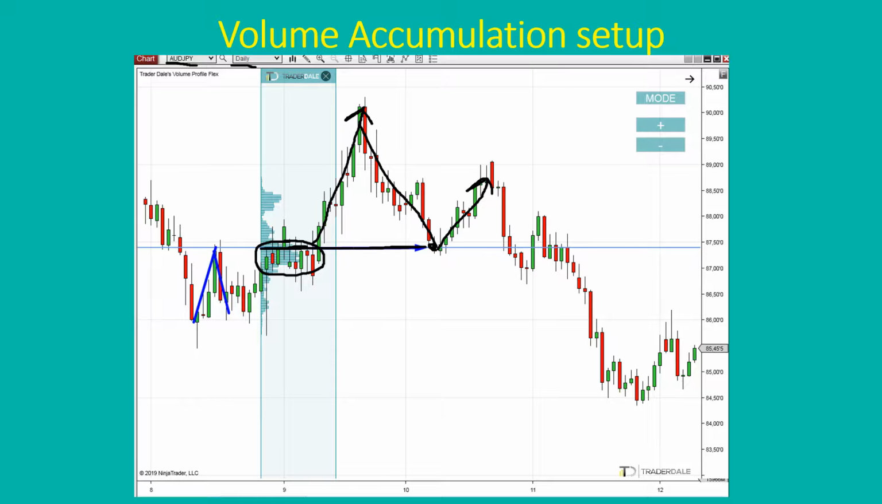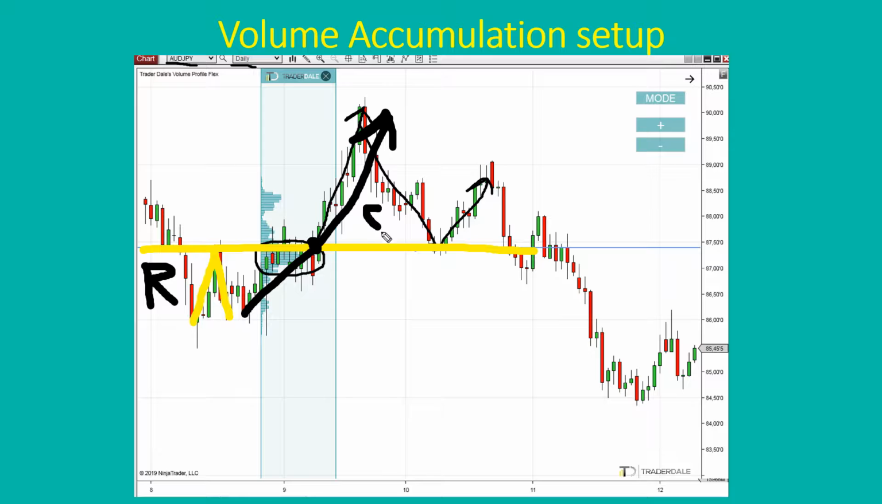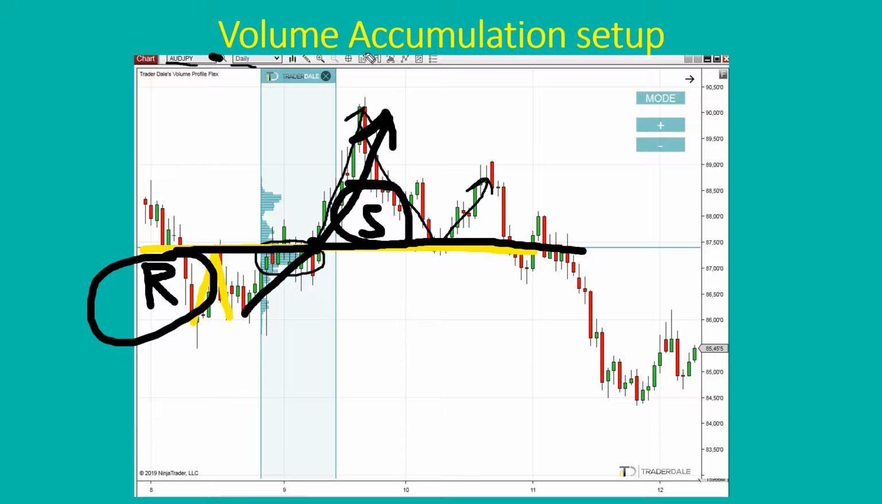Now there was also a confirmation of this level. Confirmation was in here. As you can see, the price bounced off this level in the past, and this tells us that this level was a resistance. Now, when the price went past the resistance in here, the resistance then became a support. So this is the price action confirmation of the setup, all right? This is the resistance becoming support setup, confirming our volume accumulation setup.